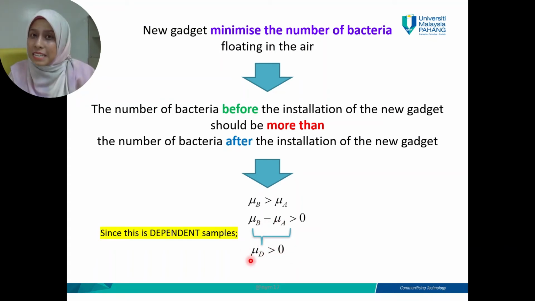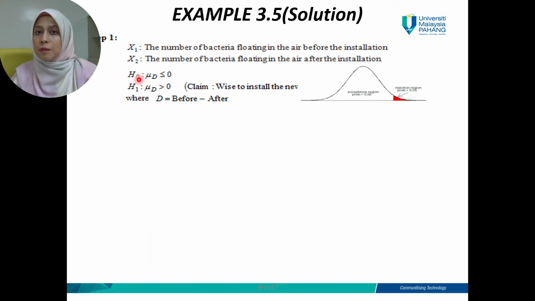So this is my claim, class. This is the first step: we formulate the hypothesis statement. My claim is at H1. I am claiming that before is greater than after, meaning that it is wise to install the new gadget. And my H null is mu d less than or equal to 0. I need to write down here what mu d represents. So mu d represents before and after.